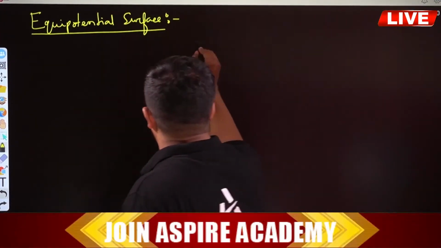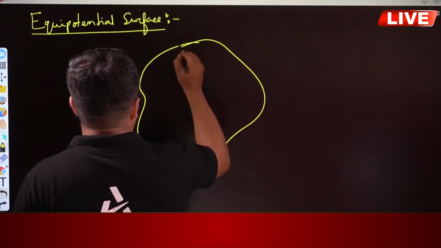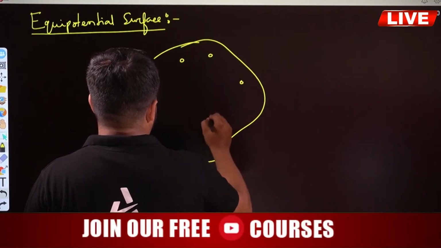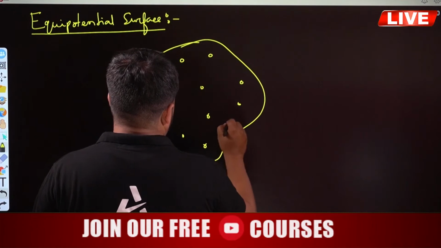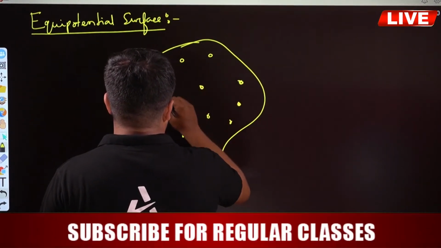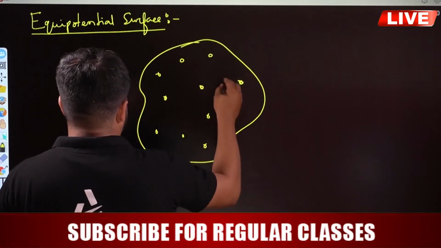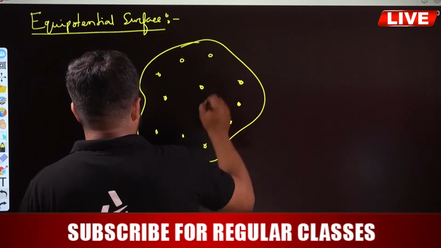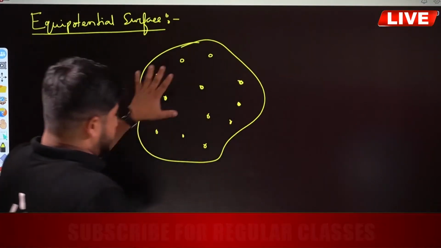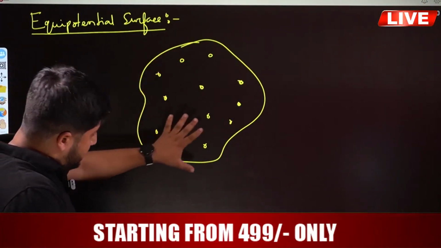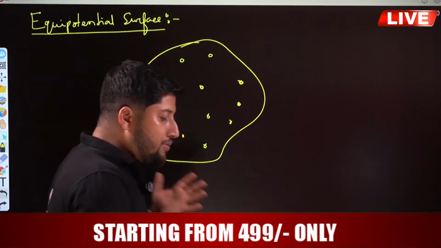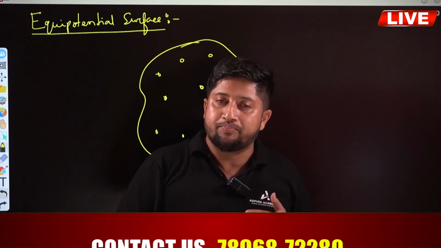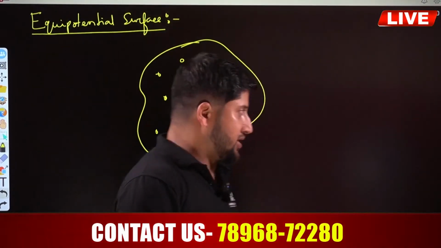Suppose this is one kind of surface, and lots of charges are accumulated here. All these charges have the same potential. Everywhere here the potential is the same. So this type of surface is called an equipotential surface.